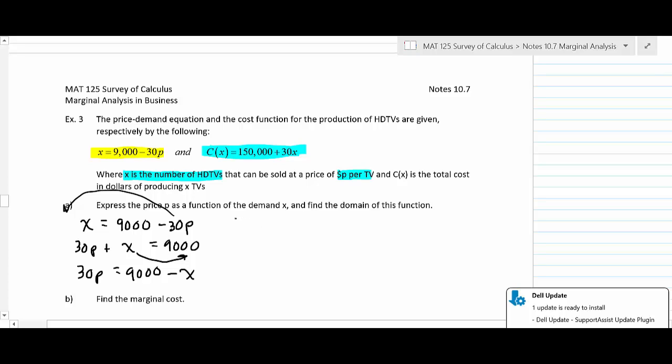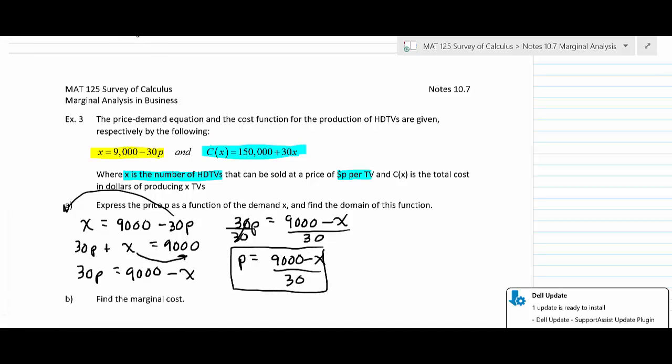And then the last thing you need to do, if you're going to get P by itself, what do you need to do then? Divide by 30, right, okay. So we're going to go ahead and divide by 30. So we get an equation for the price as 9,000 minus X over 30. That's part of what we're going to look at in this problem, that this is a price. For instance, if you produce 10 items, then you would do 9,000 minus 10 divided by 30, and that would give you the price per item.